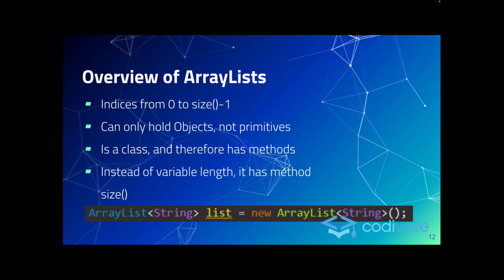Below you can see the way to declare a new array list. You would start by saying ArrayList, then the type of the data that's going to be held by the array list, in this case String, so we have an ArrayList of Strings. Then you type the name of the array list, in this case list, and then you use the equals and new keyword, and then you call the constructor for the array list. So ArrayList of Strings, and then you call the empty constructor.